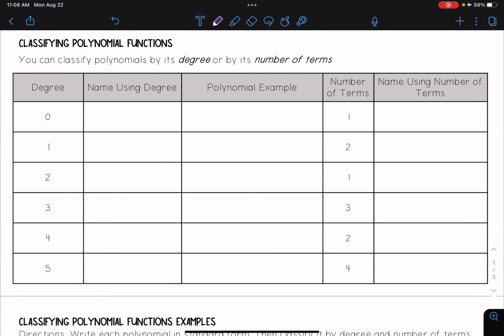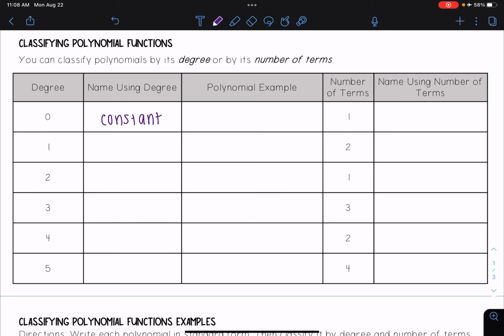In this video, we're going to be looking at some examples where we're actually going to classify the polynomial functions by degree and by its number of terms. And those are the two ways that we can classify polynomials. So we're going to be talking about first just degree 0 through 5. And so if I have a degree 0 function, the name using the degree is going to be called constant.